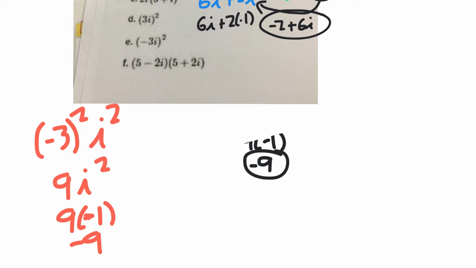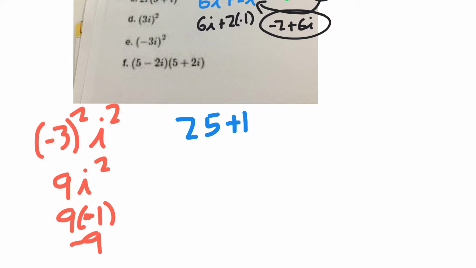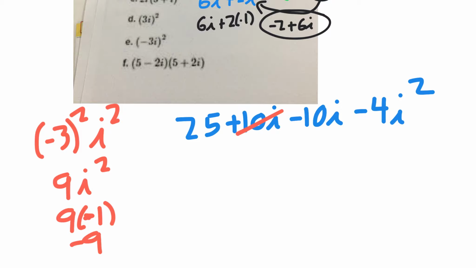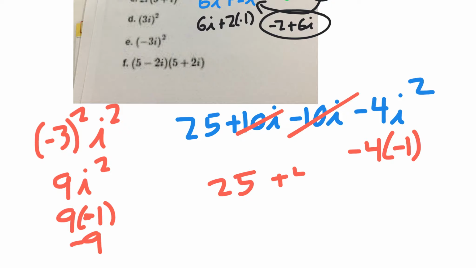And then on F here, we have to distribute. So 5 times 5 is 25. 5 times positive 2i is 10i. Negative 2i times 5 is -10i. Negative 2i times 2i is -4i squared. 10i minus 10i goes to 0. -4i squared, that's -4 times -1, which is +4. So I've got 25 plus 4, which is 29.